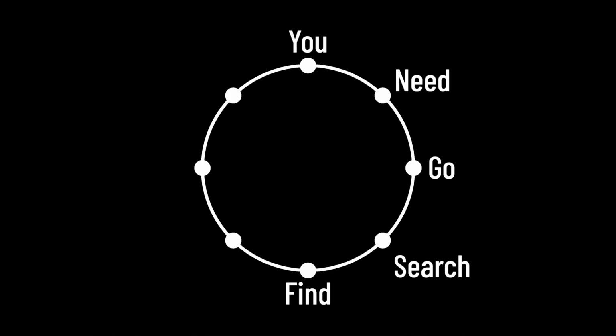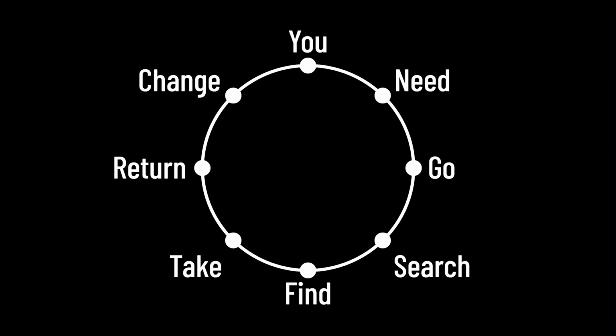Dan Harmon is the creator of Community and Rick and Morty and some other ventures as well, and he has a video where he explains this in depth. So I'm going to give you a quick overview of it in this video, and then I'll link to the full video in the description below if you'd like to learn more. The general structure of the story circle is: you, need, go, search, find, take, return, and change.